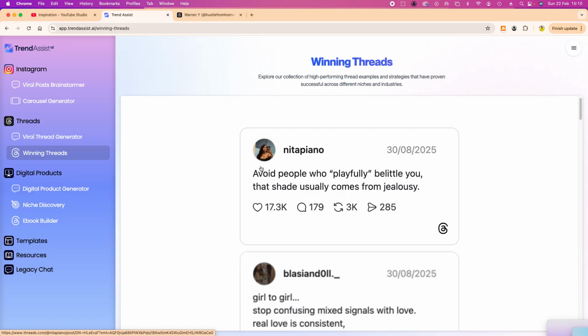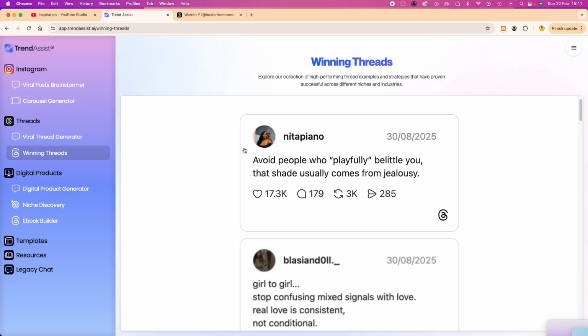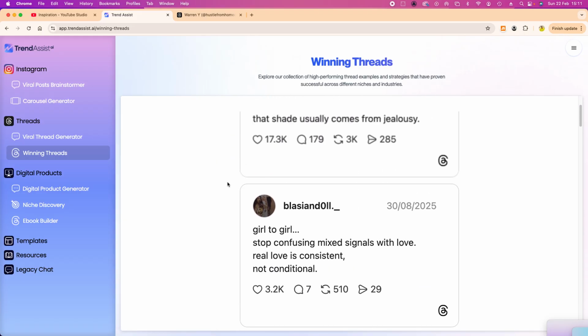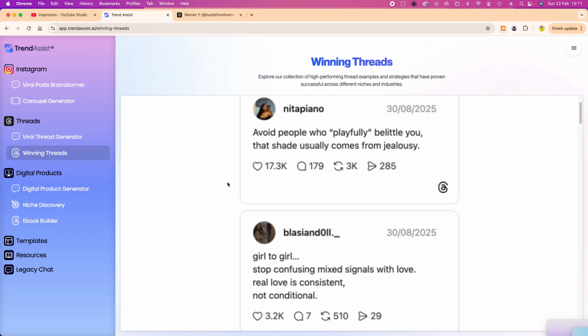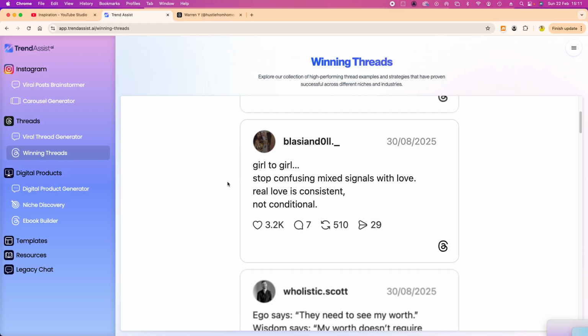So now, instead of saying men again, you could say avoid friends who laughingly belittle you. That shade usually comes from, I don't know, lack of self-awareness or whatever. All you've got to remove is two words, and the formula should still stay the same, yet still have that virality that was initially baked into it. Okay, let's look at another one.